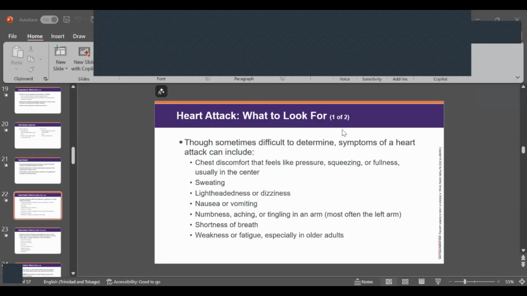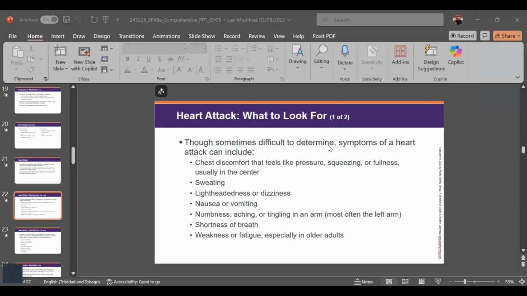Chest discomfort, pressure, squeezing, sweating, lightheadedness, dizziness. A very common one you hear people speak about is pain in the left arm. It does not always happen. It happens a lot, but not every single time. So we're looking at all these signs and symptoms. The patient may not experience every one of them, but they may experience a few of them.